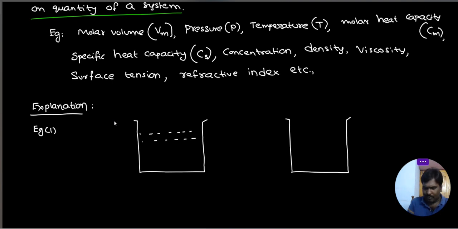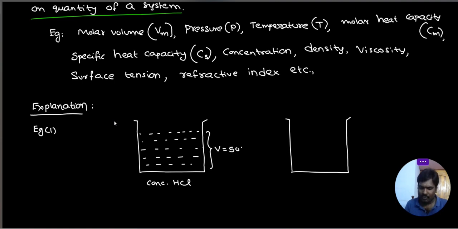So this is one beaker. In this beaker, we can assume concentrated HCl is there. Its volume 500 ml. Its density 0.5 gram per centimeter cube. Its concentration 2.5 molar. This is concentrated HCl. Its volume 500 ml.